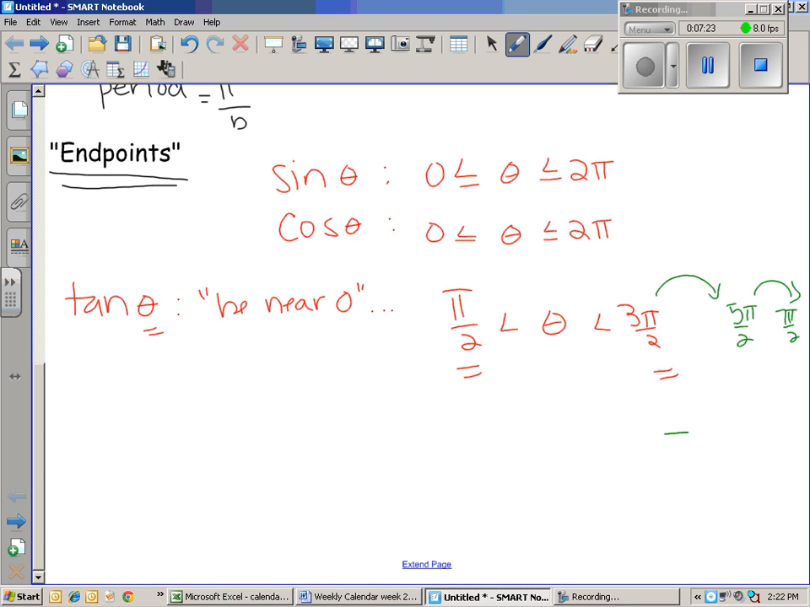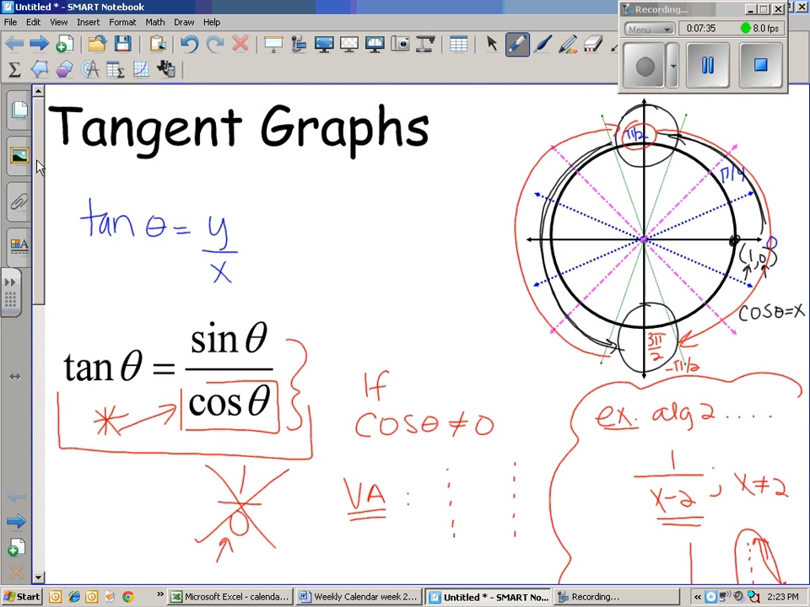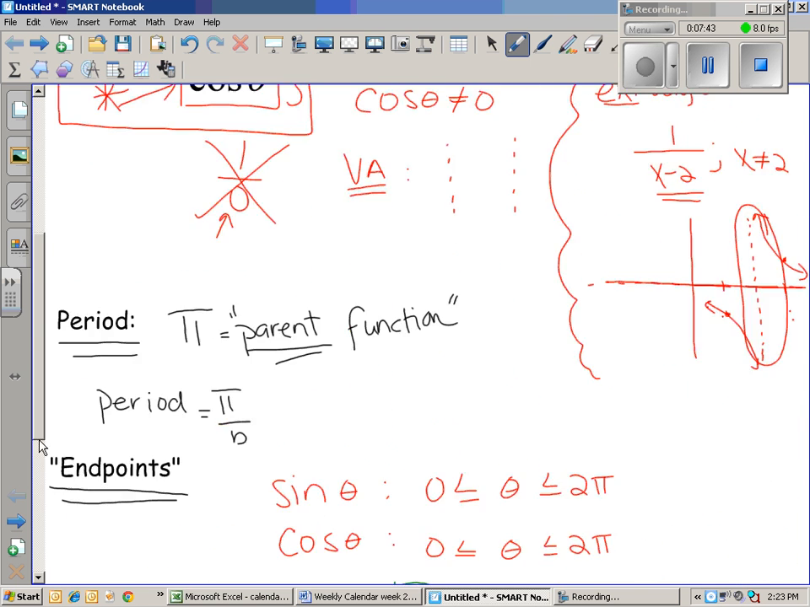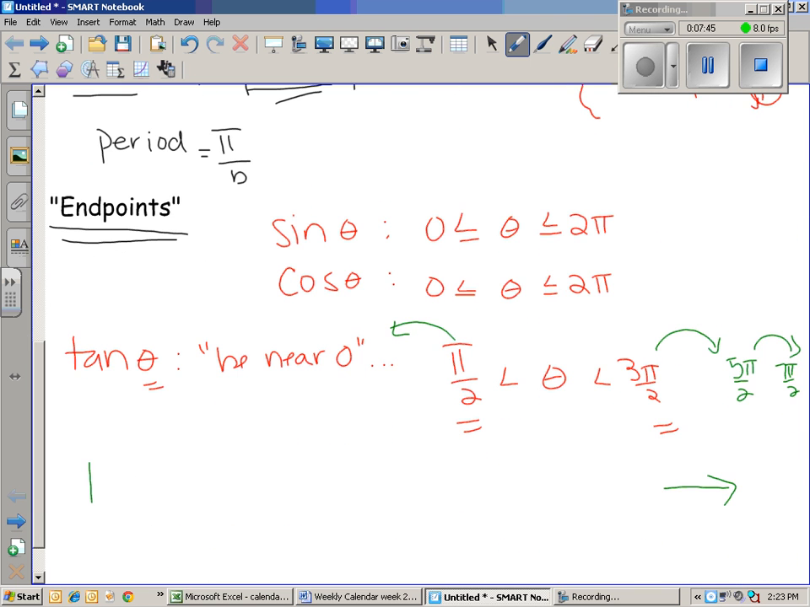And if it's true going counterclockwise around the unit circle, shouldn't it also be true going this way? So what's a pi away from pi over 2? If we go back and look at our circle, it's right here. Here's where we start, and we go backwards a pi, we end up here. So this is going to be for our parent function, for tangent theta.